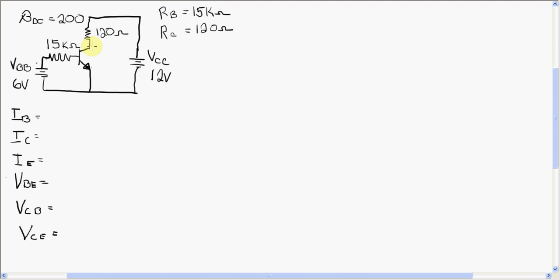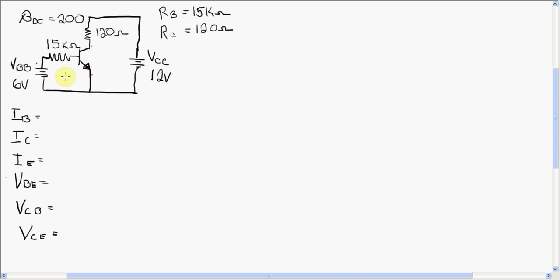If you were to measure voltage from the collector to the emitter, if this voltage was 0, it's a piece of wire, we call it saturation. If this voltage was close to VCC, it would be an open switch, and that would be what we would call cutoff. So what we've got to figure out is, where is it between those two? And we're going to run through how to find all of these now.